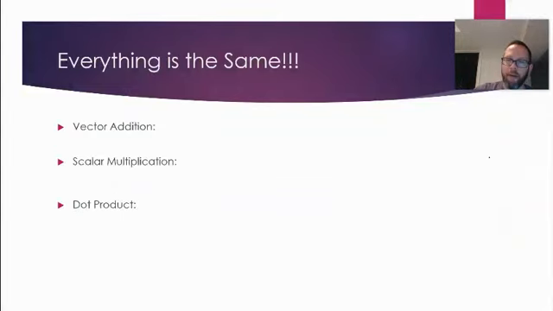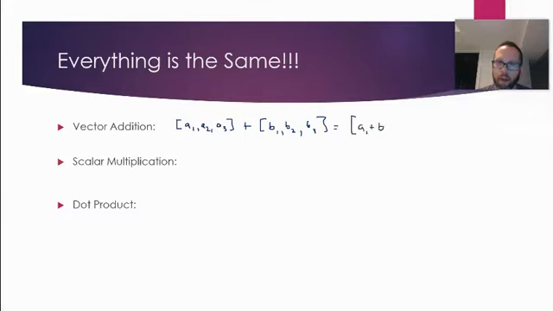Next property, vector addition. So say you have two vectors, A1, A2, A3, and you wanted to add another vector, B1, B2, B3. Well, just like with R2, you just add the components together. Again, everything is the same. It's just now you have a third dimension. And you also now know how to add vectors in any dimension. You just add their components.